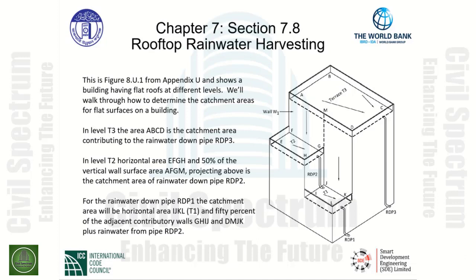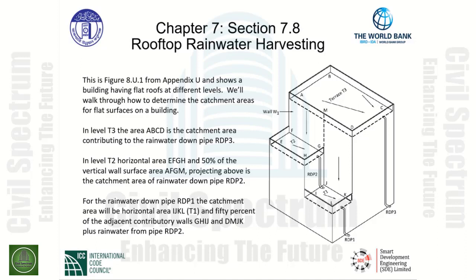The graphic indicated on the right-hand side of the slide, this figure is 8.U.1 from Appendix U as referenced in the previous slide and shows a building having flat roofs at different levels. We'll walk through how to determine the catchment areas for flat surfaces on a building.